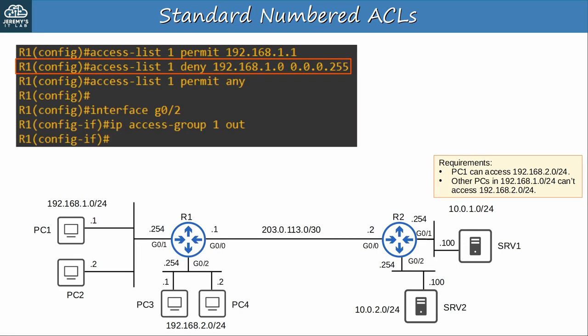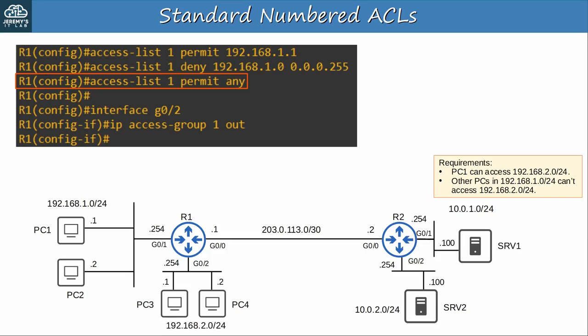Remember, ACLs are processed in order from top to bottom. Once a match is found, the action is taken, and any remaining entries after the matching entry are not processed. They are ignored. Finally, I configured a permit any entry at the end. Remember the implicit deny that is hidden at the end of every ACL. If I don't include this permit any at the end, the ACL won't only block PCs in the 192.168.1.0/24 network, it will block all other traffic.